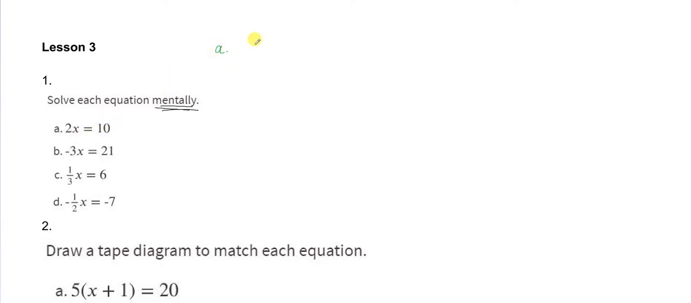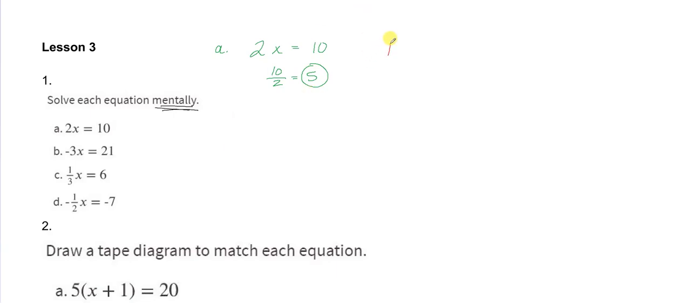They have 2 times something equals 10. So I think that should be mental, but what's going on in your head here is you're just cutting 10 in half. 10 divided by 2, since they're multiplying, is the opposite. So that's how I'm getting 5 for my answer there on part A.